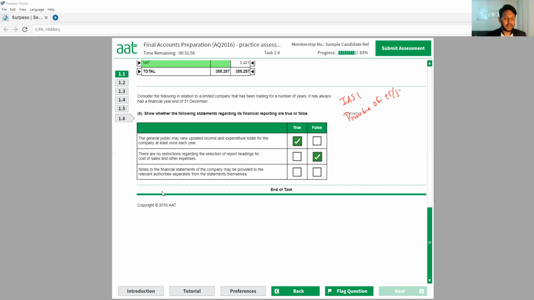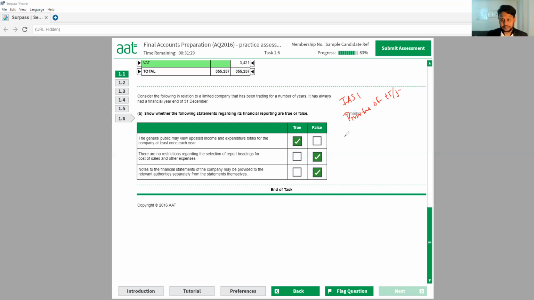Then the next one: notes to the financial statement of the company may be provided to the relevant authorities separately from the statements themselves. That's not true. Notes to the financial statement have to be part of the financial statement. When I say we have a financial statement, it has 5 parts. Even though we only do profit and loss and the balance sheet, there are another 3 parts.